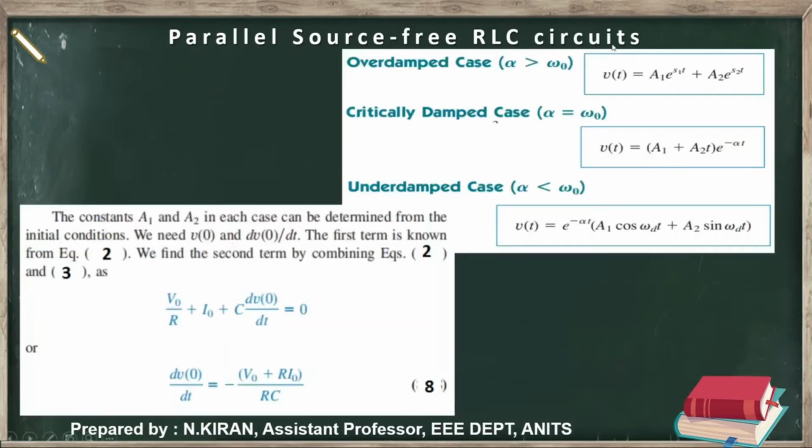If the roots are real and distinct, that is the overdamped case, V of t will be a1 into e power s1t plus a2 e power s2t. If the roots are real and equal, that is the critically damped case, V of t is equal to (a1 plus a2t) into e power minus alpha t. If the roots are complex conjugate, then V of t is equal to e power minus alpha t into (a1 cos omega t plus a2 sin omega t). In all such cases, we will find the constants a1, a2 using the initial conditions that we have got in earlier cases.